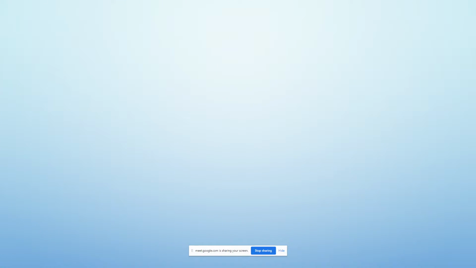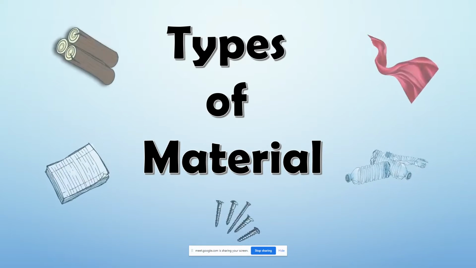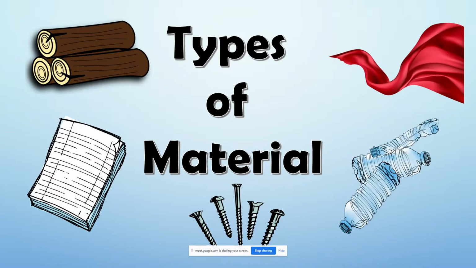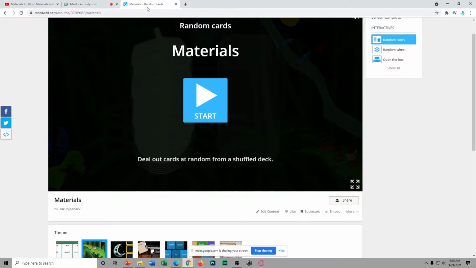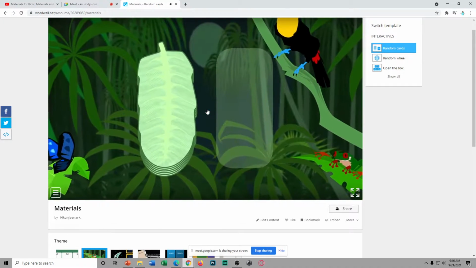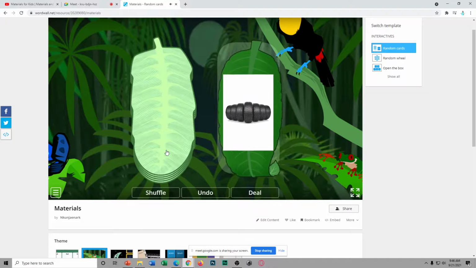Now today we are going to have a review about the different types of materials and also properties of materials. But before that, let us have a quick game. Do you see my screen? You are going to tell me what thing it is, and then probably the materials used to make these things. Okay, I'm going to flip the lid.